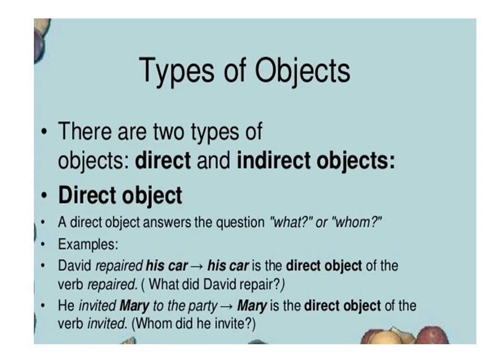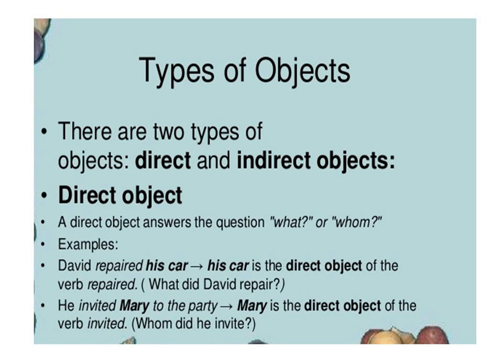There are two types of objects, direct and indirect objects. A direct object answers the question what or whom. Examples: David repaired his car. Now David repaired, the action is of repairing. David is the subject, and what is being repaired? His car. So his car is the direct object of the verb repaired. What did David repair? David repaired his car. So his car is the direct object.